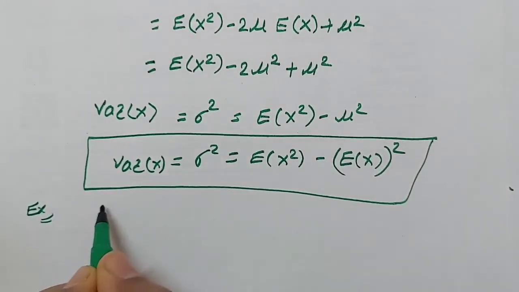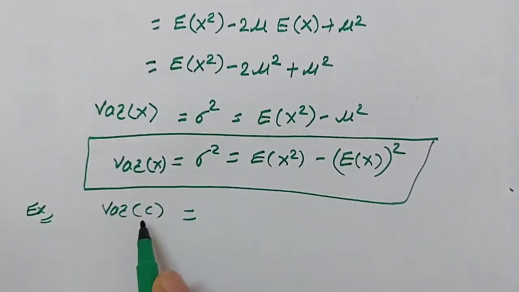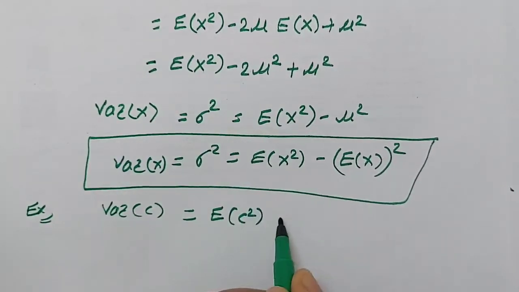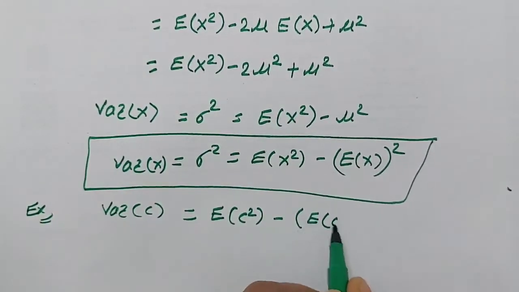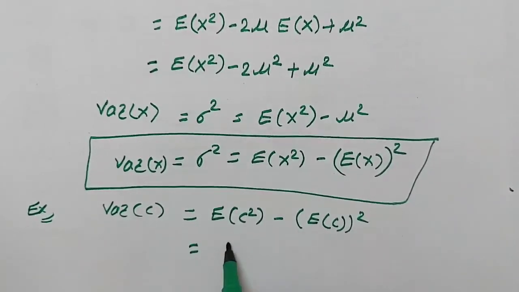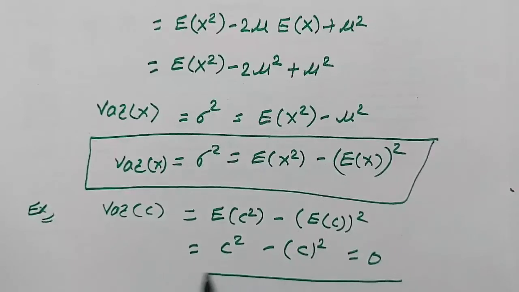To find the variance of any constant, see here, instead of x if we write c, then it is expectation of c square minus (expectation of c) whole square. And we know that expectation of any constant is the constant itself, so it is c square minus (expectation of c, which is again c) whole square. That means we get 0. The variance of any constant is nothing but 0.